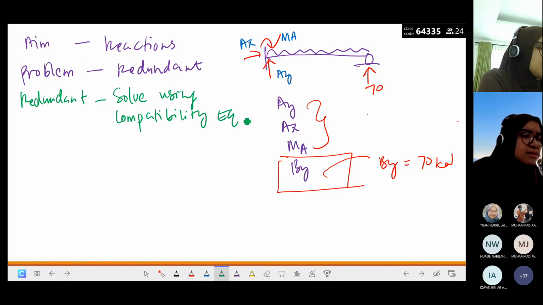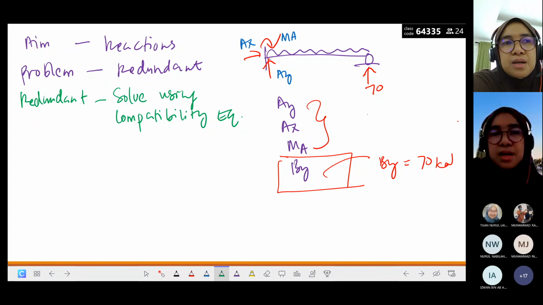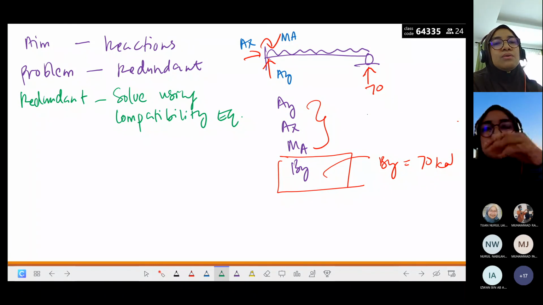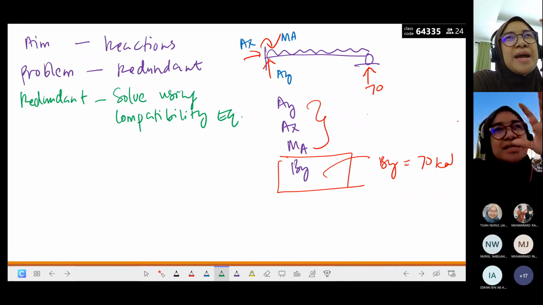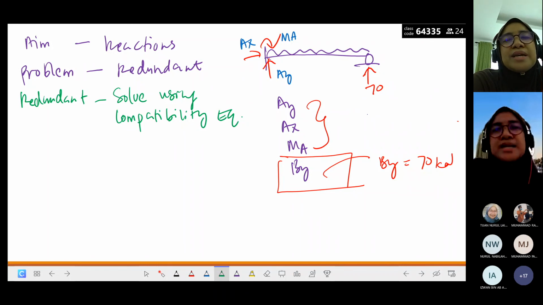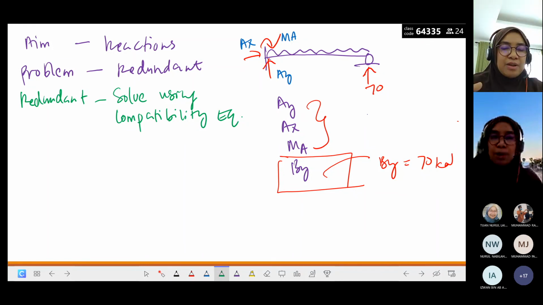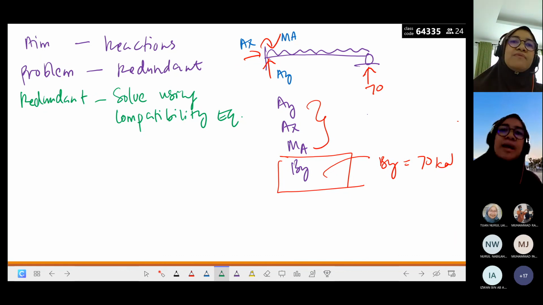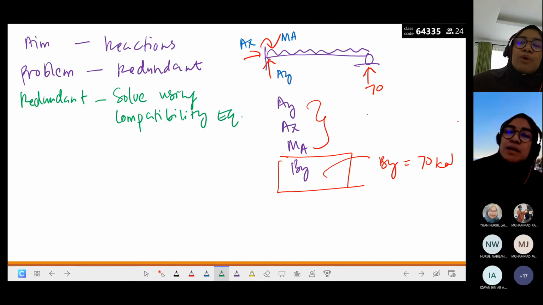Compatibility equation. Okay, so do you understand that this is not only applied to this one. So in any problem, whether it is a structure problem or a life problem, whatever. Okay, our problem is a structure problem.